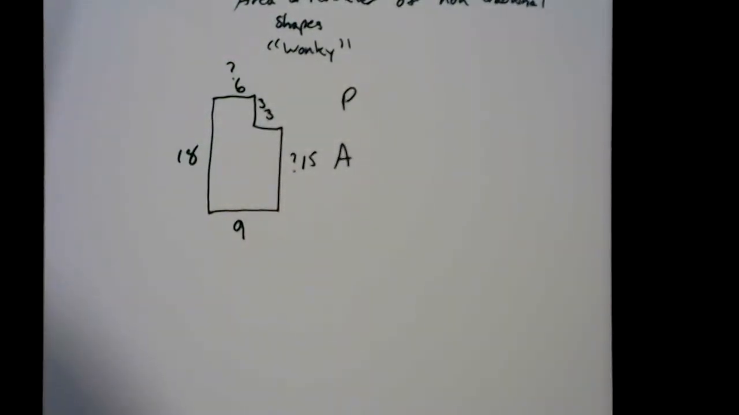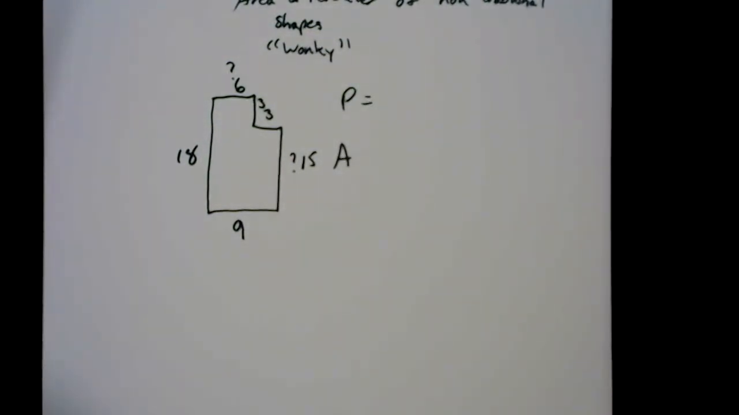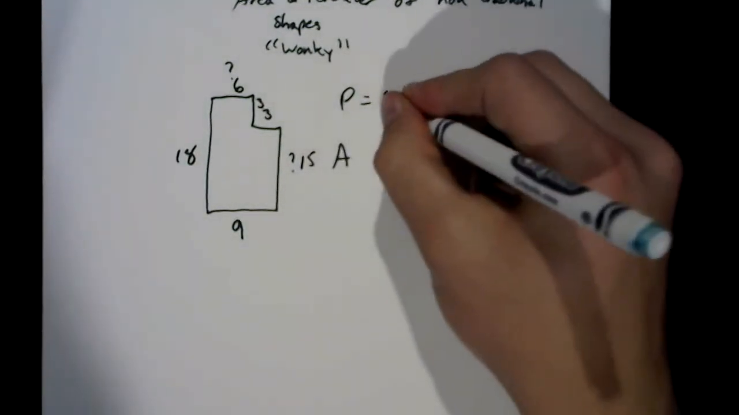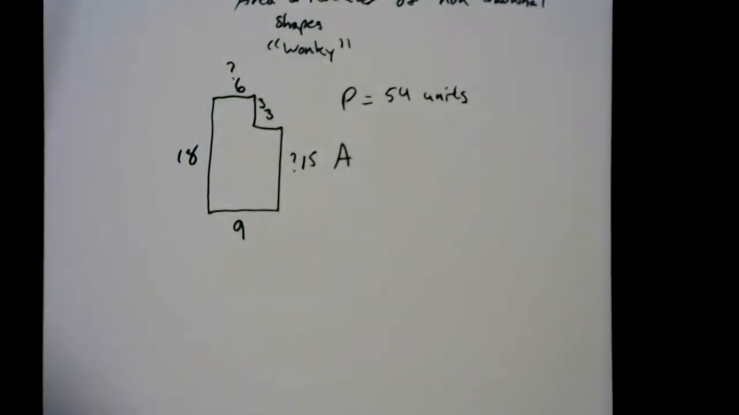So, knowing that, we can now find the perimeter. You just add up all your sides. 18 plus 9 plus 15 plus 3 plus 3 plus 6 should get you 54 units. Since I did not state whether it was in feet or inches, it's just units.